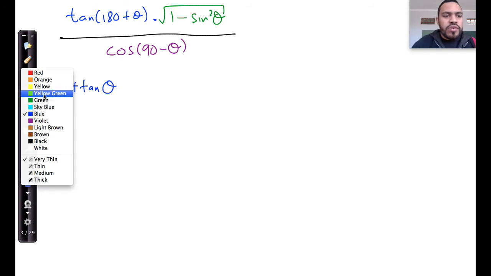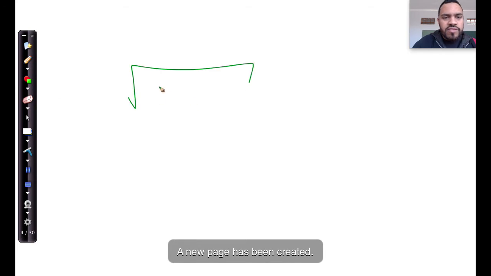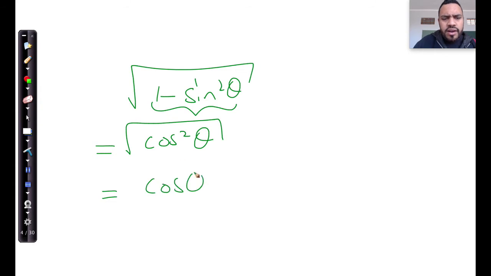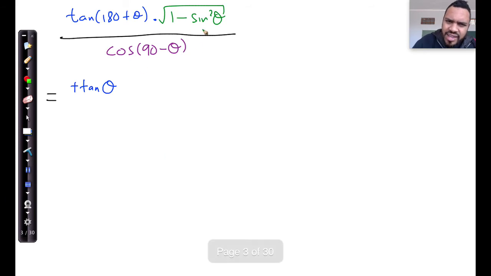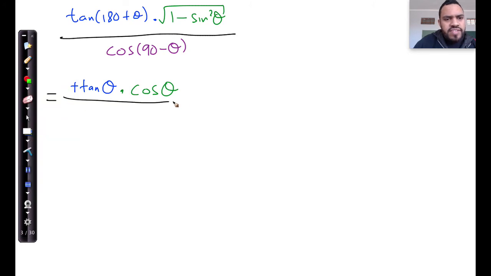Now I've got the square root of 1 minus sine squared. I'm just going to put that on a new page. Square root of 1 minus sine squared theta is equal to the square root of, this is an identity which we are well familiar with, cos squared theta, and that's going to be just cos theta, because the square falls away. So we can conclude that the entire square root of 1 minus sine squared theta is just going to be multiplied by cos of theta.